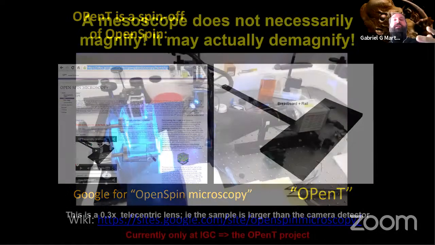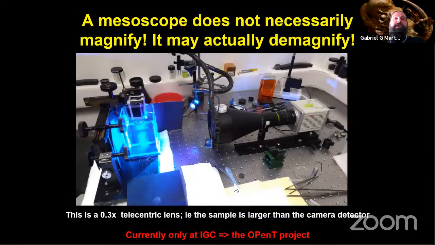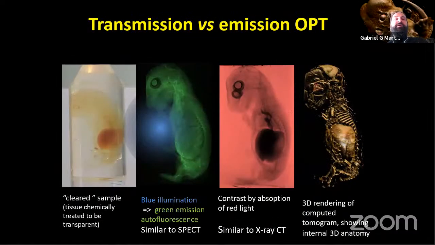And what kind of quality of images do you get? So this is what it looks like. And in some cases, you actually don't even use a microscope objective. You use an objective that demagnifies, because what you're trying to image is actually larger than the chip inside your camera. So you have to reduce, but the quality of the objectives is still good enough that you can get 1, 2, 4, 9 megapixels in this case that we're working with, to get enough information about your sample that you can reconstruct it in three dimensions with really high quality.